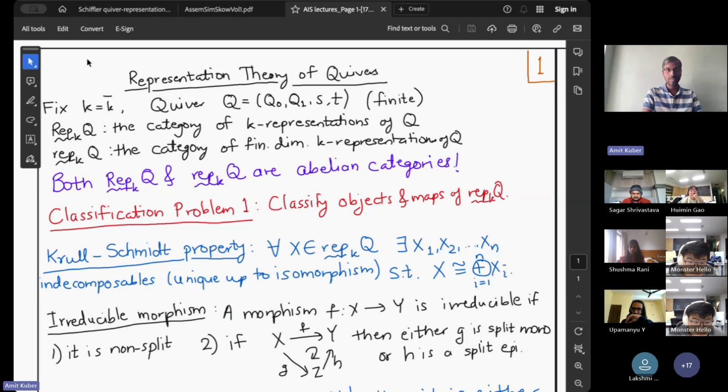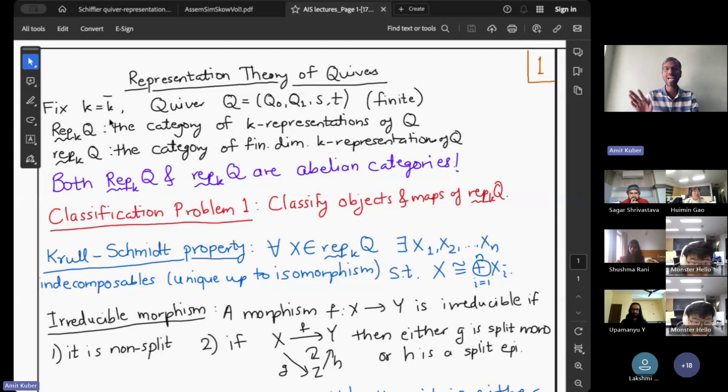So far we have seen the definition of a quiver, and I'm going to talk about its representations only over an algebraically closed field. That's my first line: k equal to k bar. And the category of k-representations of a quiver, I'm going to write it as Rep_k Q, emphasizing k and with capital R. So this is the category of representations and morphisms.